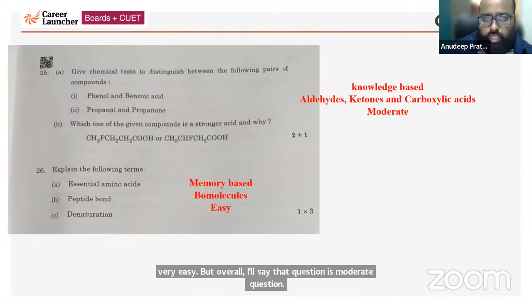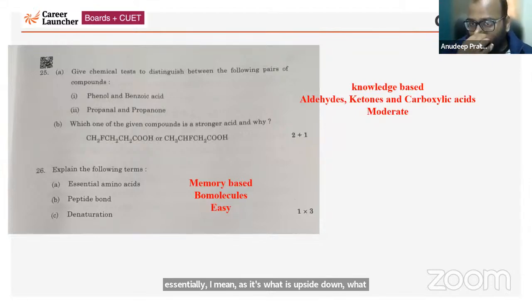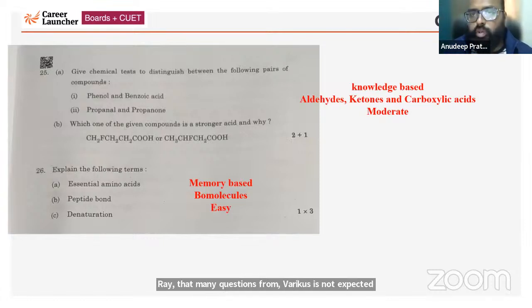Okay. So the next question is a very easy question from biomolecules. It's a memory-based question because it's asking what are essential amino acids, what is a peptide bond, what is denaturation. All these are directly from the NCERT. So I'll say this is a memory-based, very easy question. But if you observe, this is again the third or fourth question from biomolecules. So that many questions from biomolecules is not expected anytime, but since the syllabus is deleted and only organic is playing a heavy role, that's why you can see so many questions from organic chemistry, right?